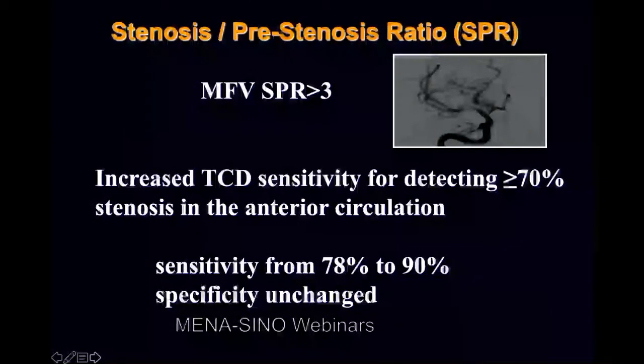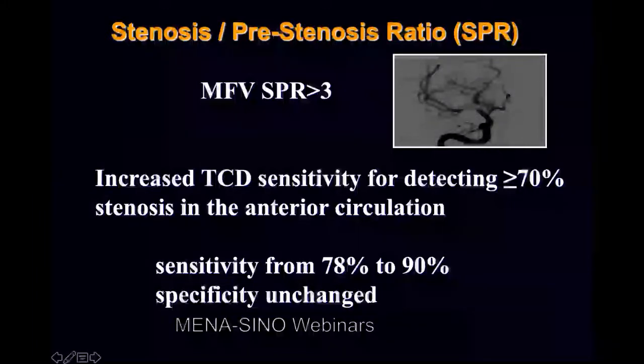Now, what we did here, we looked at the ratio of the stenosis to the pre-stenosis velocity, the velocity at the stenotic site to the velocity before the stenosis. And we found a ratio more than 3 has an excellent correlation with intracranial atherosclerotic disease. So this is looking at the relative increase in velocity.